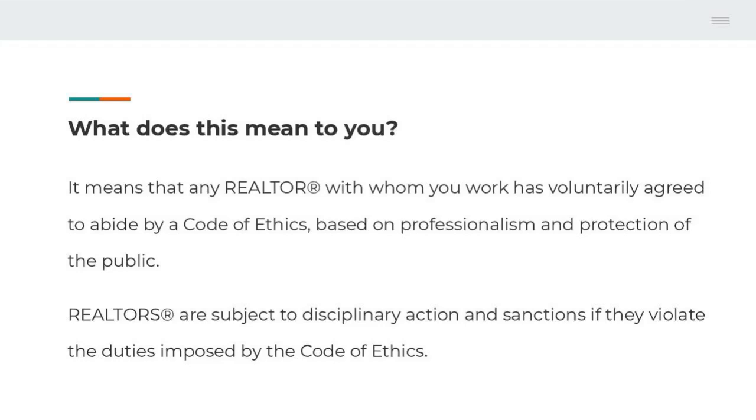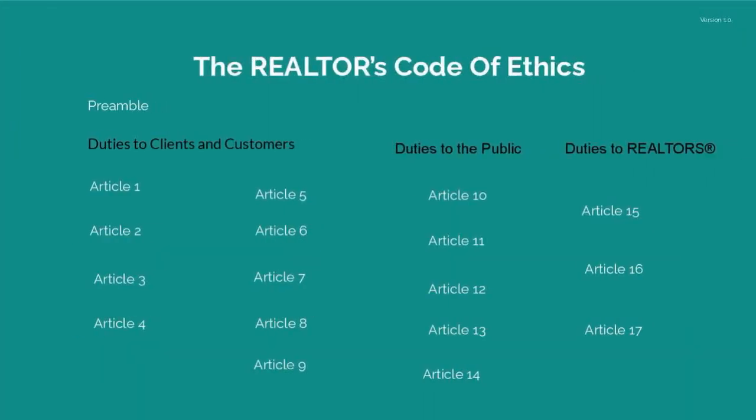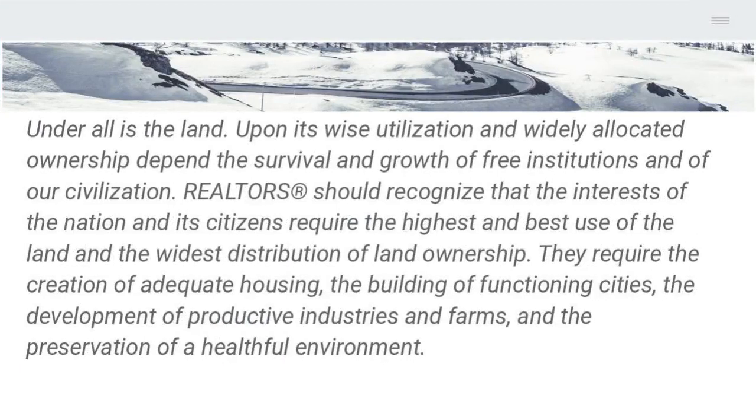So in this webinar, we're going to talk about our obligation to protect and promote the interest of our clients. The Realtors Code of Ethics starts out with a preamble, and it has three different sections: duties to clients and customers, duties that we have to the public, and duties to other realtors that we work with in a transaction. In this series, we are going to discuss one article at a time in each webinar because I want to make sure that each one of these articles is discussed in detail and you understand not only what the obligations are, but also how to protect yourself and your clients from other agents who are not following what they should be doing under the Code of Ethics. So we're going to start out with the preamble.